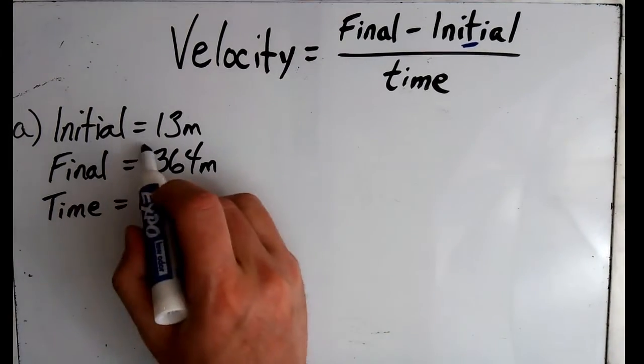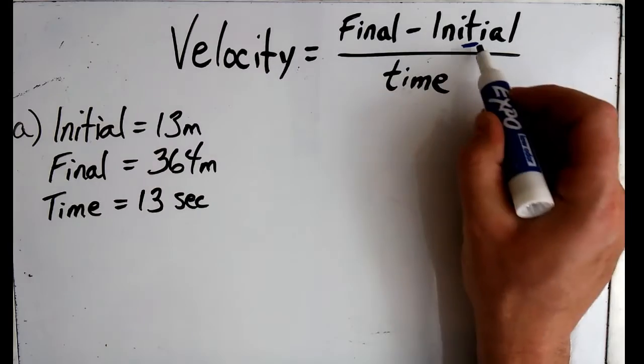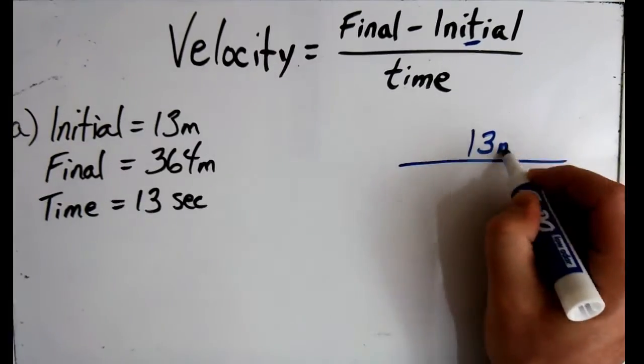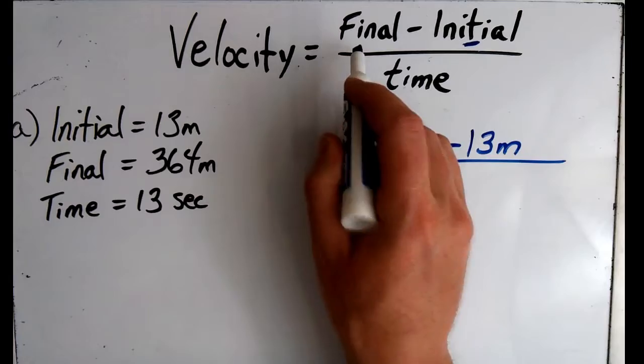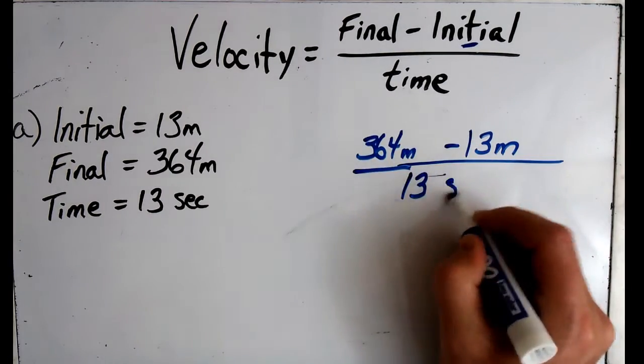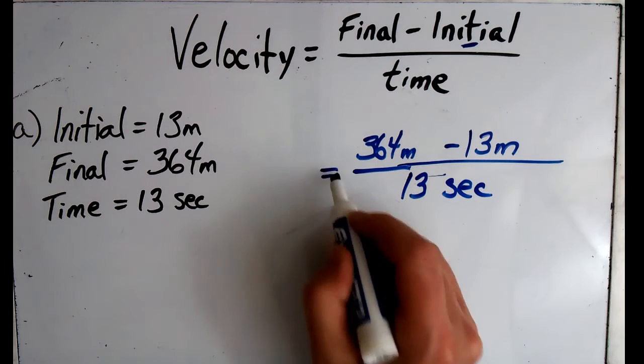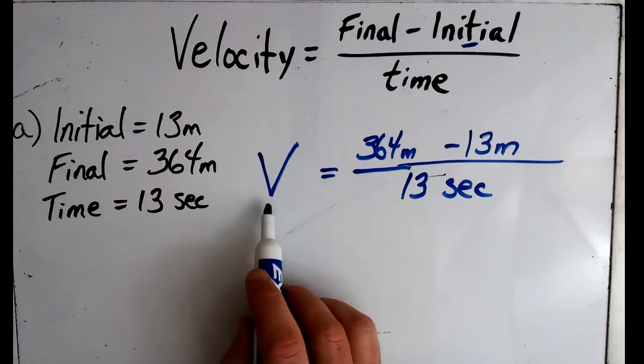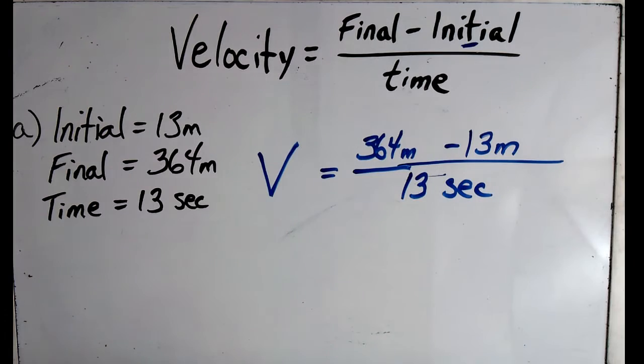So this one, initial position, will go right there. The final position will go before it, and the time will go below. Once I have that, I know that velocity is what I'm calculating, so I just put a V to represent velocity.